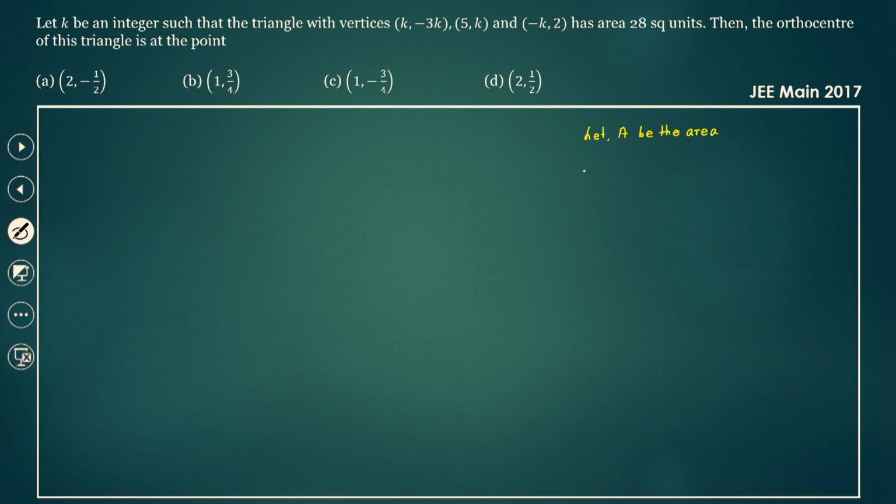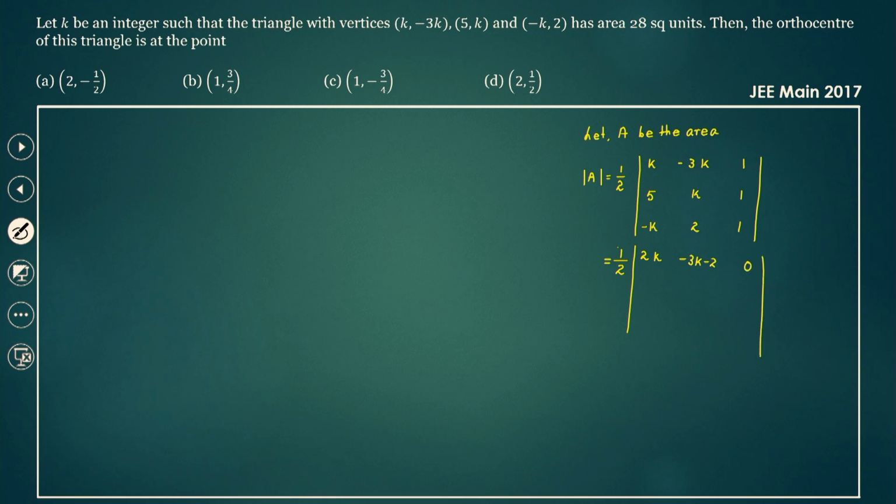So therefore, mod of A will be equal to 1 by 2 determinant of k, minus 3k, 1, and then we have 5k, and 1, and here we have minus k, 2 and 1. This is a determinant. Now we apply a row operation a little bit to make our determinant simpler. So we'll get 2k, and if I add, subtracting 3k minus 2, we'll get 0.